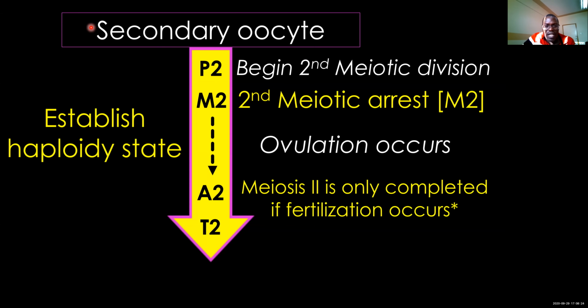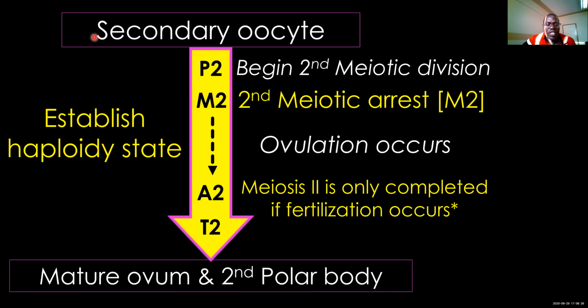And what will be the result of that? It will mean that now we have one big cell, call it mature ovum for lack of a better term. And then we'll have a second polar body. The purpose of the polar body is to get rid of the excess genetic material. Great.